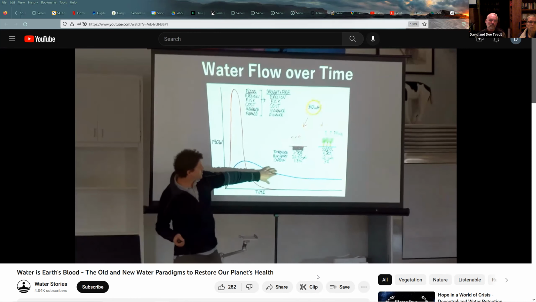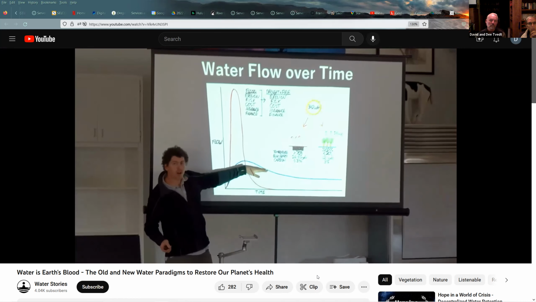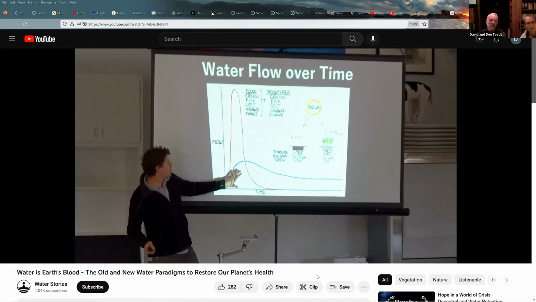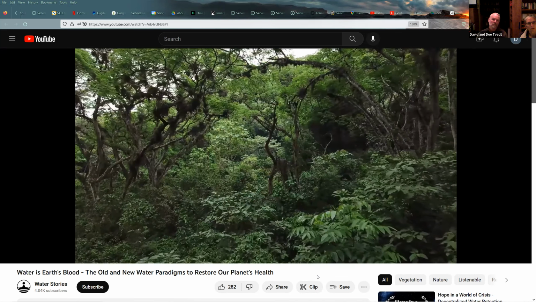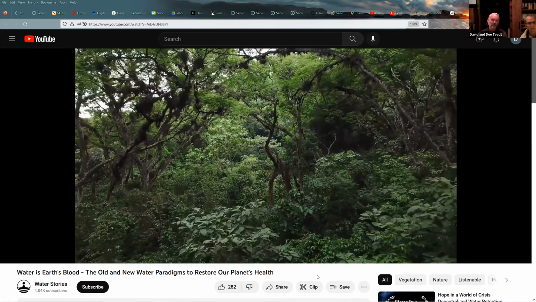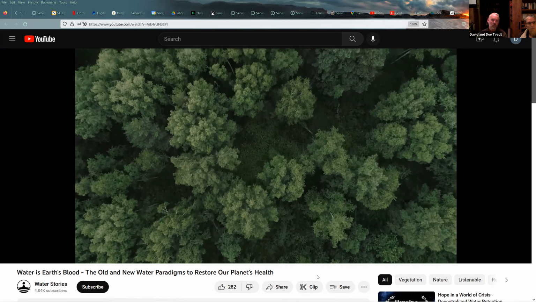In this living system, you still have some runoff, but a lot of that water is actually absorbed into this cool sponge that's just ready to take it. And so that water flow through the system is extended.